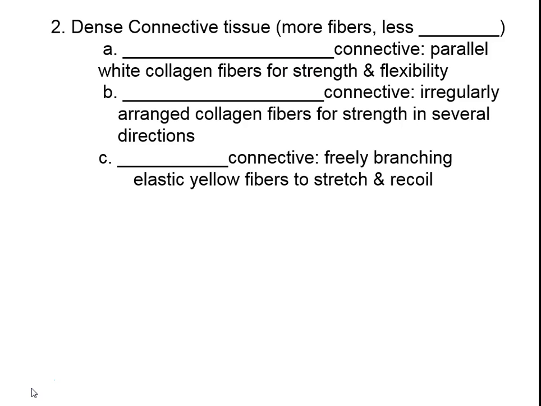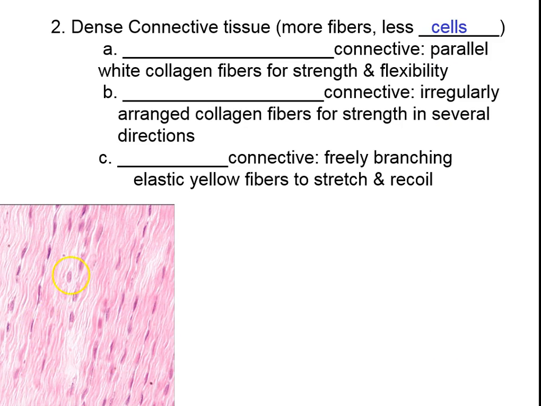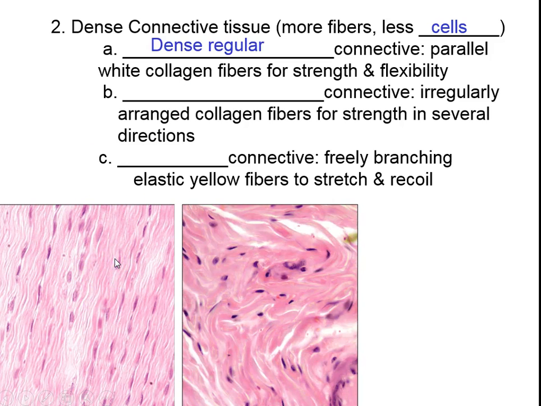So let's talk about dense connective. There's more fibers and fewer cells. Look at this one. All of those wavy things you see in the background are fibers, and they're white collagen fibers, running one after another in a regular pattern. So we call that dense regular, and we find it in places where we need a strap-like connection, like with ligaments or with tendons.